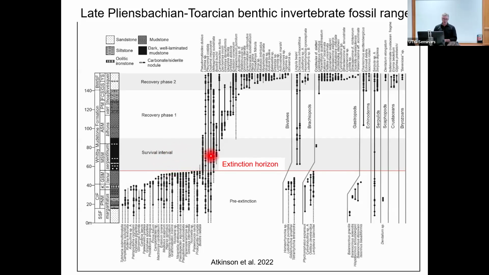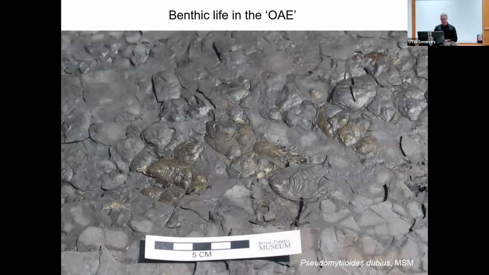So for one ammonite zone here, during the Serpentinum Zone, when the T-OAE values were very high and when we have that carbon isotope excursion, diversity within the basin in benthic fauna is low, but it's not absent. This picture shows a whole series of epifaunal bivalves living on the sediment surface during the Serpentinum Zone, the so-called OAE.